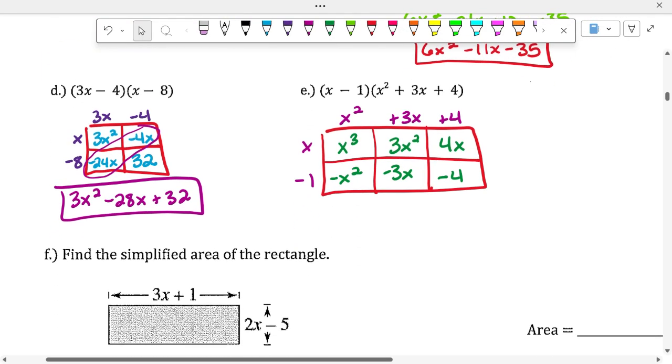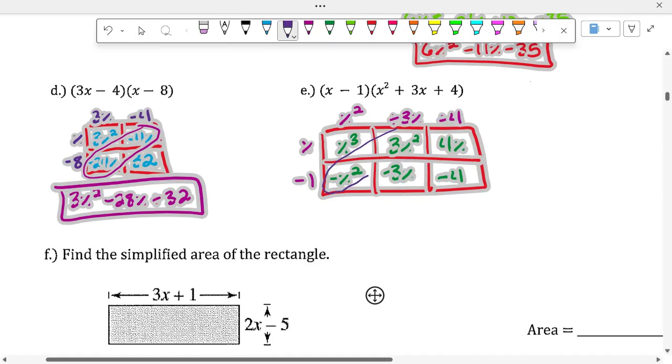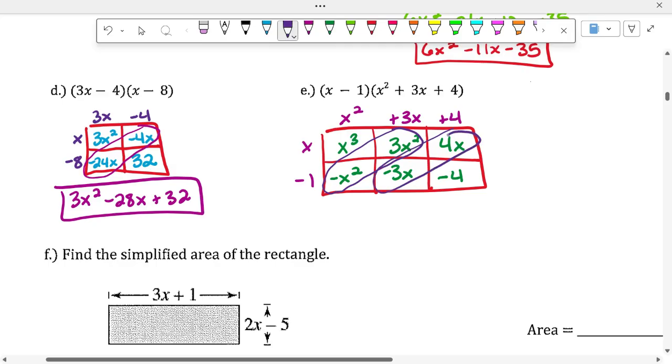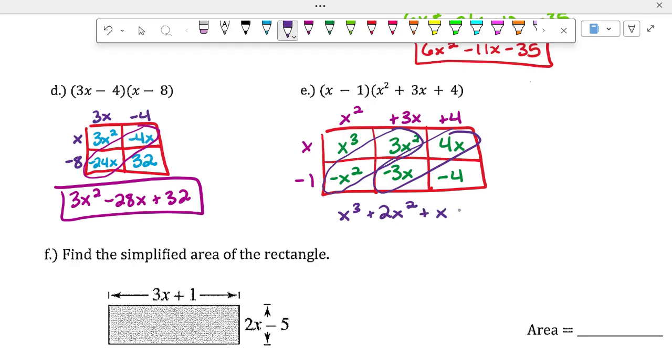So once again, remember, the diagonals are typically the like terms. So this time, this one has 2 sets of like terms. All right, the x squareds and the x's. So we bring out x cubed first. What's 3x squared minus x squared? Positive 2x squared. What's 4x minus 3x? Positive x. And then you bring out the negative 4.